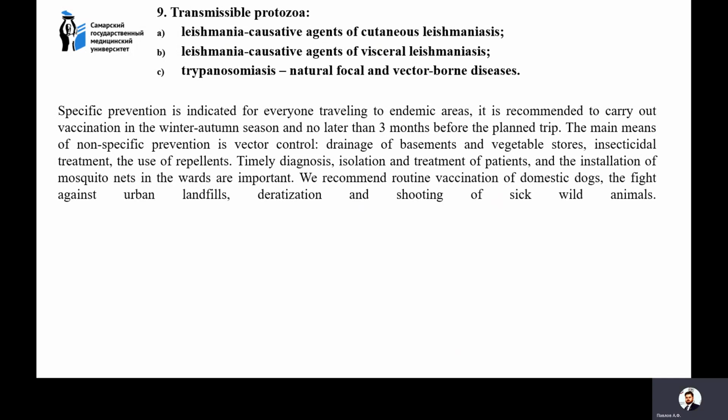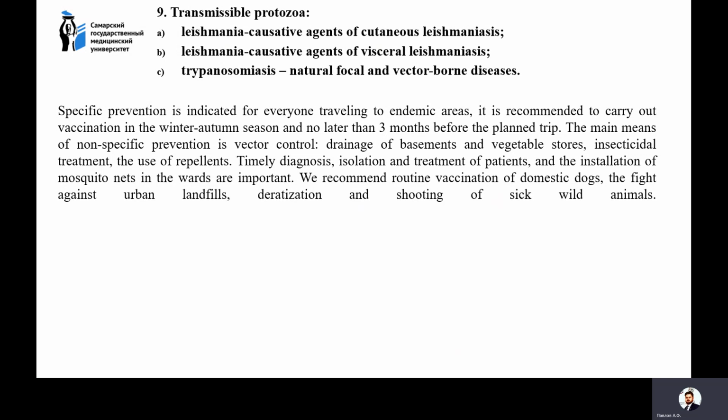It is recommended to carry out vaccination in the winter-autumn season and no later than 3 months before the planned trip.